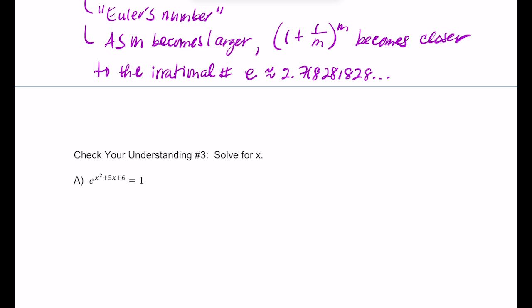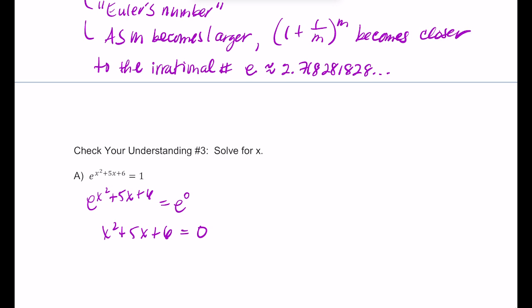So here we've got e to the x squared plus 5x plus 6 equals 1. And I'll let you try this on your own, but I'll get you started on it. So right now you have to think about, in order to solve this, you need to make the bases the same. And this base is e, and that's 1. So can I turn a 1 into a base e? You can. So you would have e to the x squared plus 5x plus 6 equals e to the 0, right? Anything to the 0 power is 1. And now, since my bases are the same, I can set the exponents equal to each other and then solve for x.